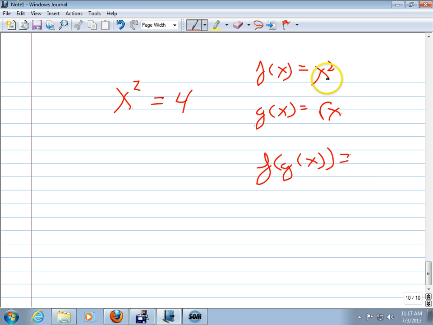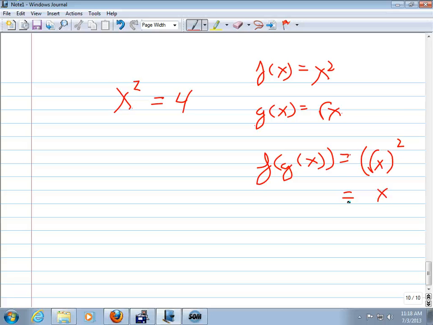If f of x is x squared and g of x is rad x, what's the composition of f of g? Take g, which is rad x, and plug it into here, right? So you got rad x squared, which is what? It's x. They cancel. Inverse functions are sort of like opposites, and they cancel the original function under composition.